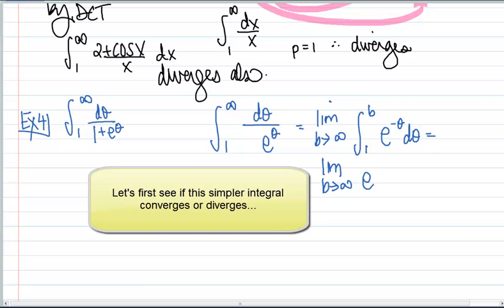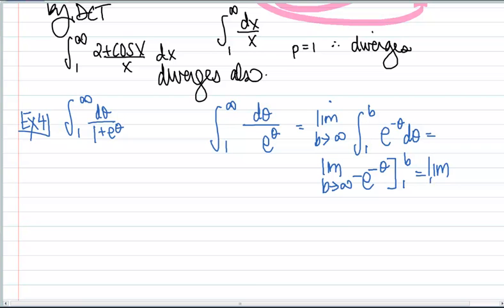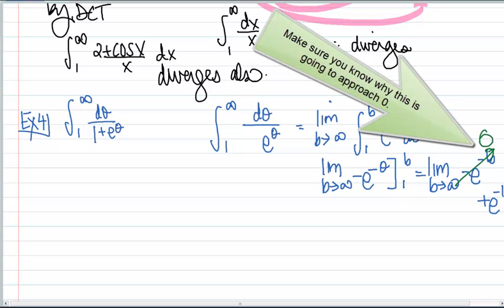So I can integrate negative e to the negative theta from 1 to b. Gives me negative e to the negative b plus e to the negative 1. And as b goes to infinity, notice it's a negative exponent, so this goes to 0, so my limit equals 1 over e. So I get a number, therefore it converges.